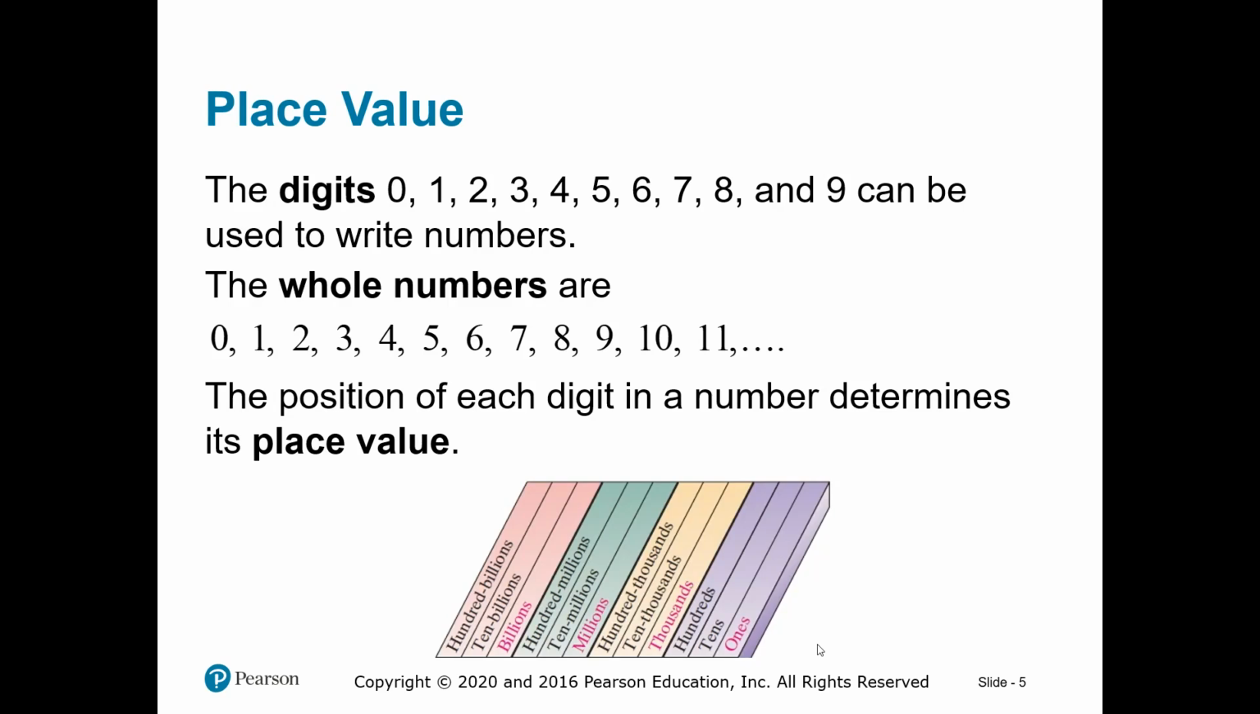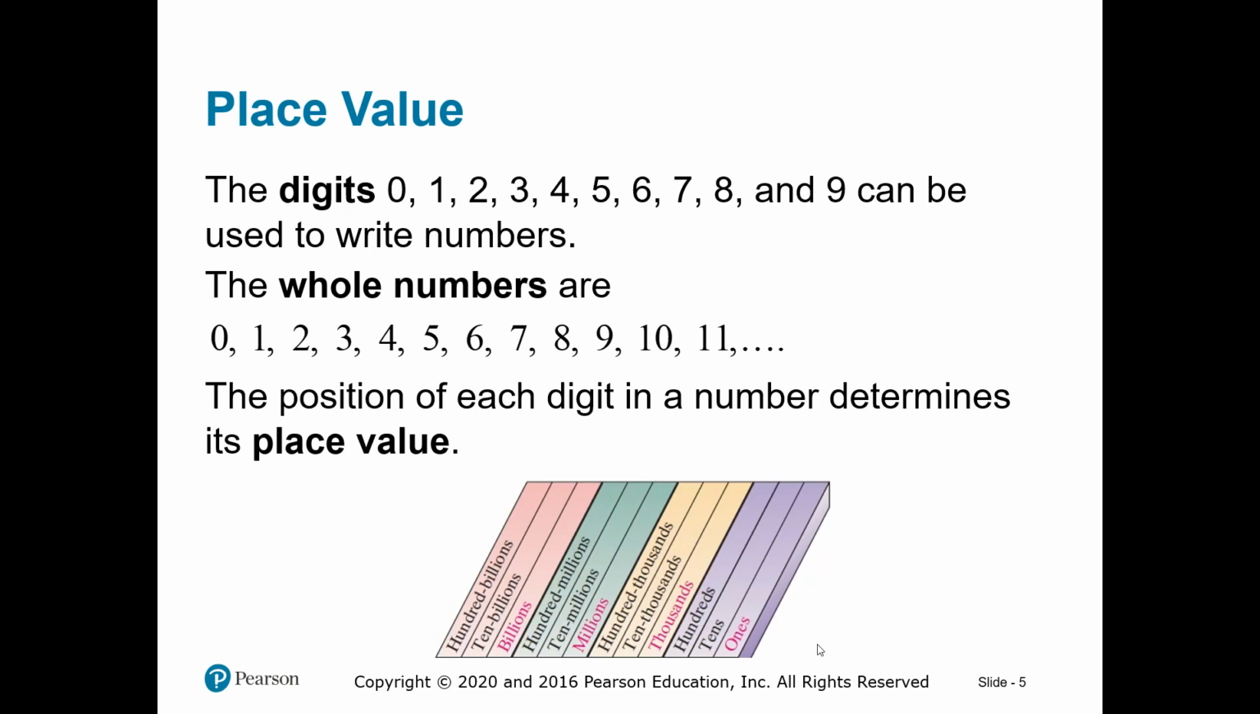All right, so first, the digits 0, 1, 2, 3, 4, 5, 6, 7, 8, and 9 can be used to write numbers. So let me just start by saying this, that all numbers that we use in math, except there are a couple of exceptions to that, and we'll get to that later in the year, but all numbers we use are these or a combination of these in some form, either positive or negative. So these are all the numbers we actually use to do math, no matter what level of math we're working at.